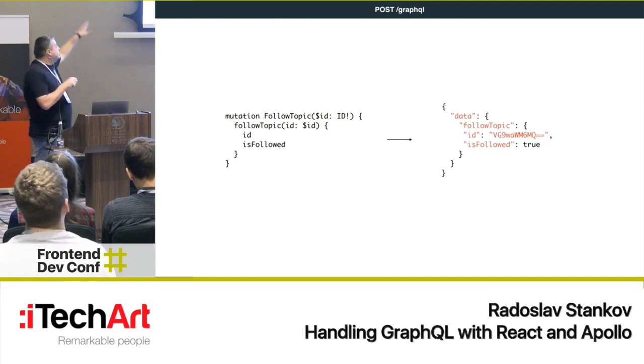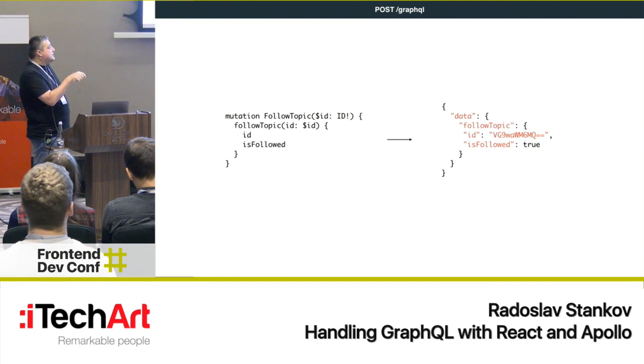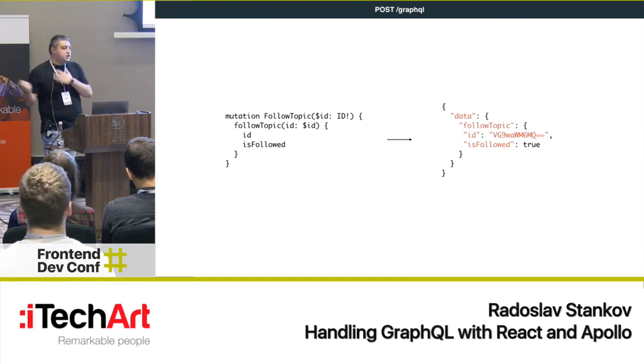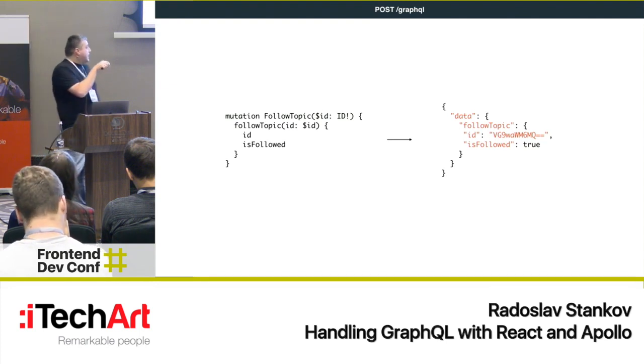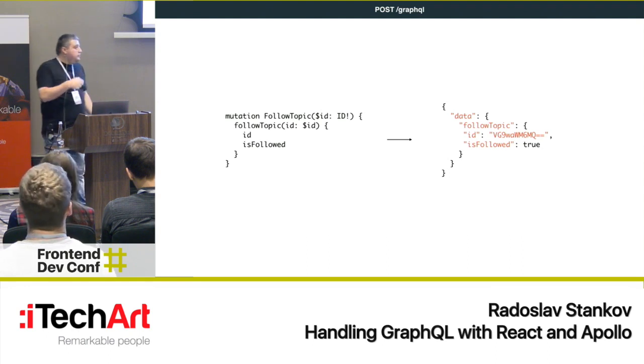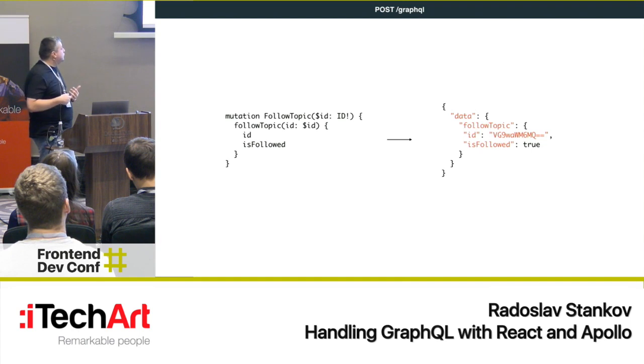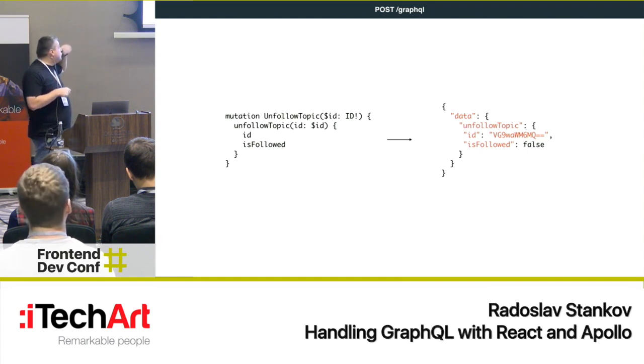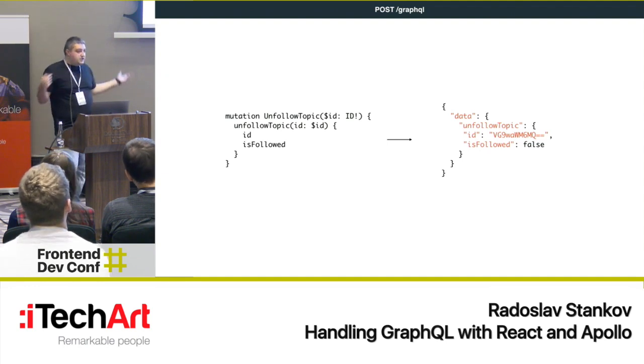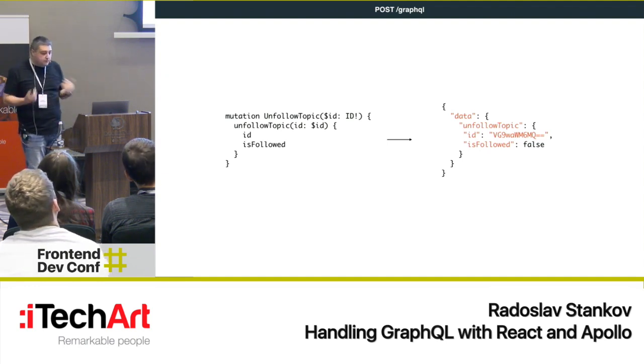Because you want to know, is the following successful? So when you call this, the server will return you the ID of the object, so you can clear up your cache internally, and back home, and it's followed. So you actually know that it actually passed. And that's nice, that works cool. This is how the unfollow thing is going to work. Pretty much the same, because follow and unfollow are quite similar operations.